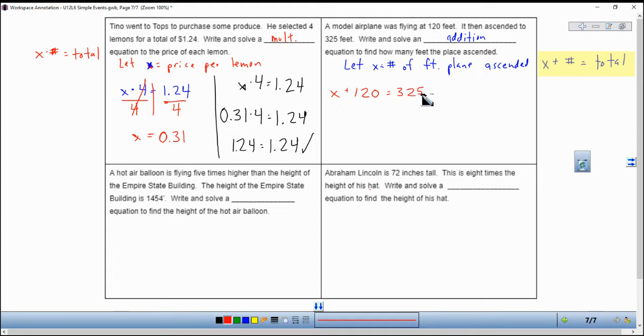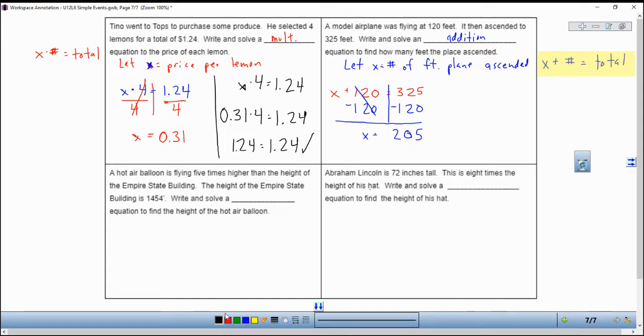And now we're going to go ahead and solve it. So we're going to put the wall. And then to get rid of the plus 120, we're going to subtract 120 from both sides to do the opposite, the inverse. All right, well, the 120s are going to cancel out. We get x equals 5 minus 0 is 5, 2 minus 2 is 0, 3 minus 1 is 2. So apparently the plane ascended, or went up, 205 feet.